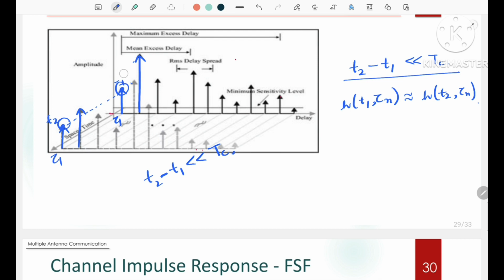So with this difference between t1 and t2 and its relation with the coherence time, we can also state whether we have slow fading or fast fading. For example, whether there are fast fluctuations or slow fluctuations.